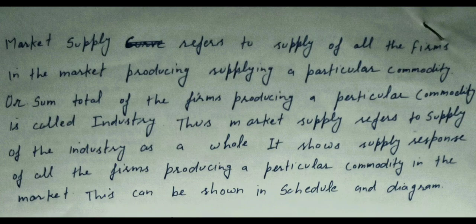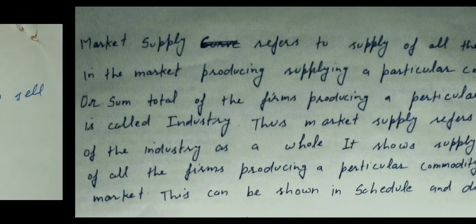The sum total of the firms producing a particular commodity is called an industry. Thus market supply refers to the supply of the industry as a whole. It shows the supply response of all the firms producing a particular commodity in the market. This can be shown in the second diagram.